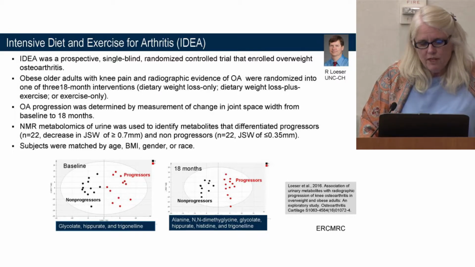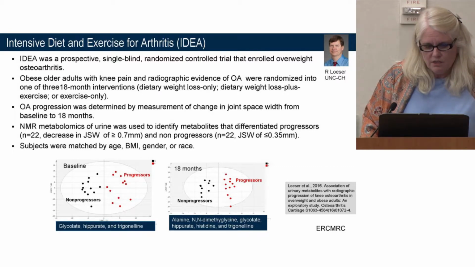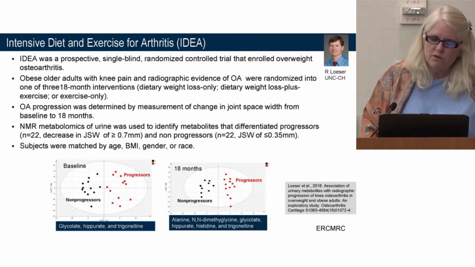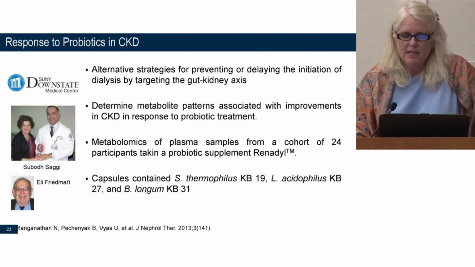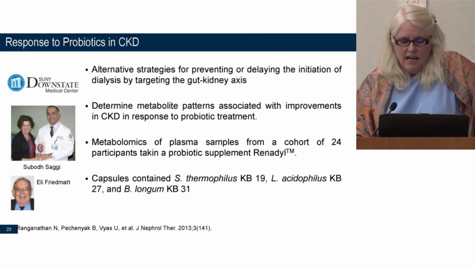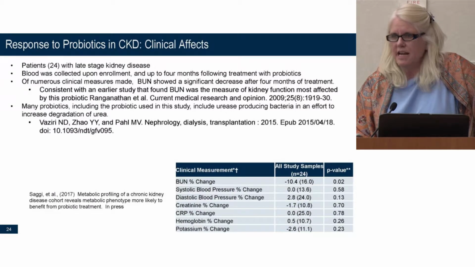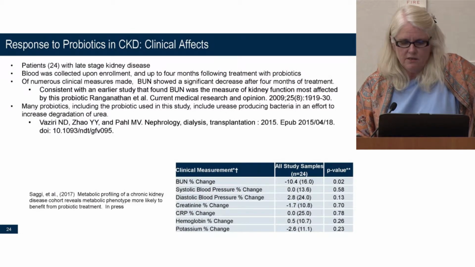So with that, we actually did a study with Subhra Sagi on alternative strategies for preventing or delaying the initiation of dialysis by targeting the gut-kidney axis. And in this case, participants were given a capsule of a supplement called Renadil, and those capsules contain the different kinds of bacteria that are listed on this slide.